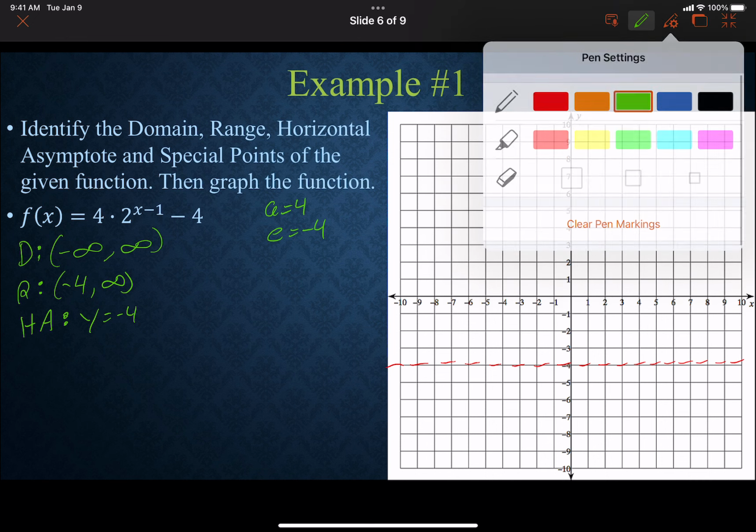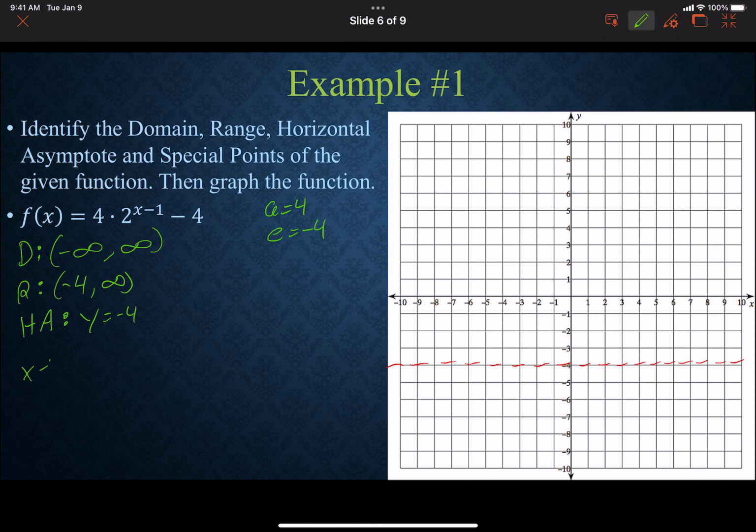Now for our special points, we're going to set x minus 1 equal to negative 1, sorry, we'll do that first. X equal to 0 and x equal to 1. And we're going to see we're going to work with x equals 0, because that's a negative 1, 1 and 2.